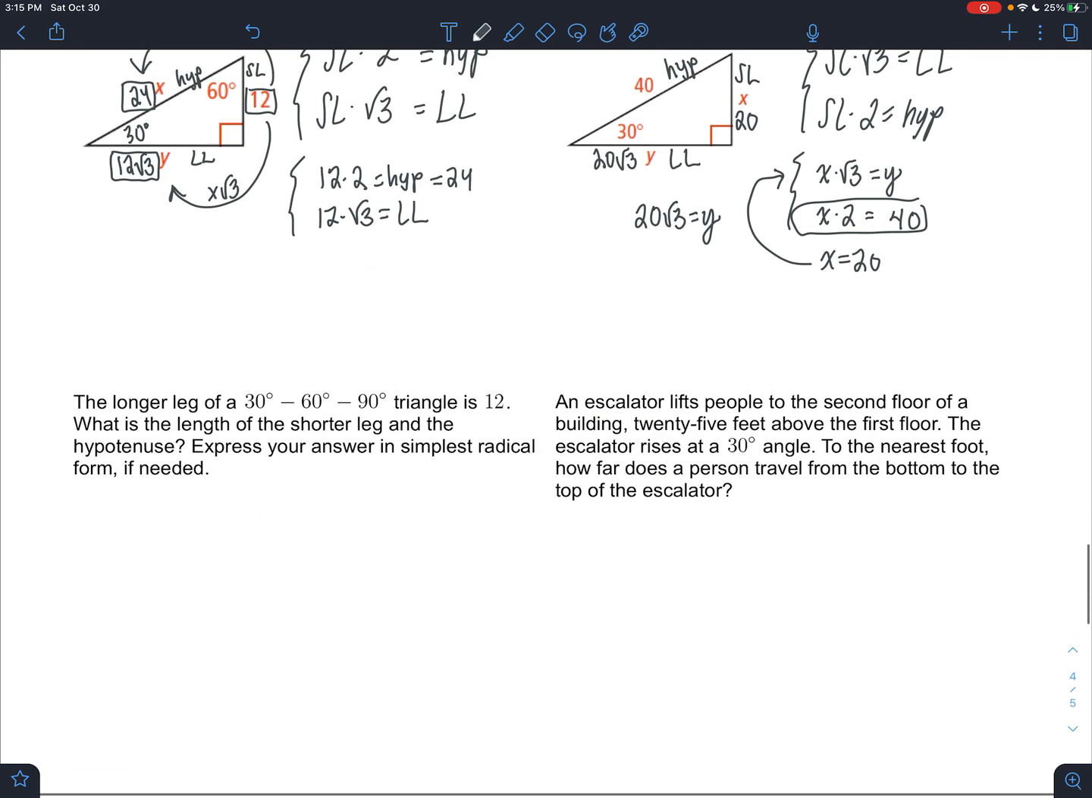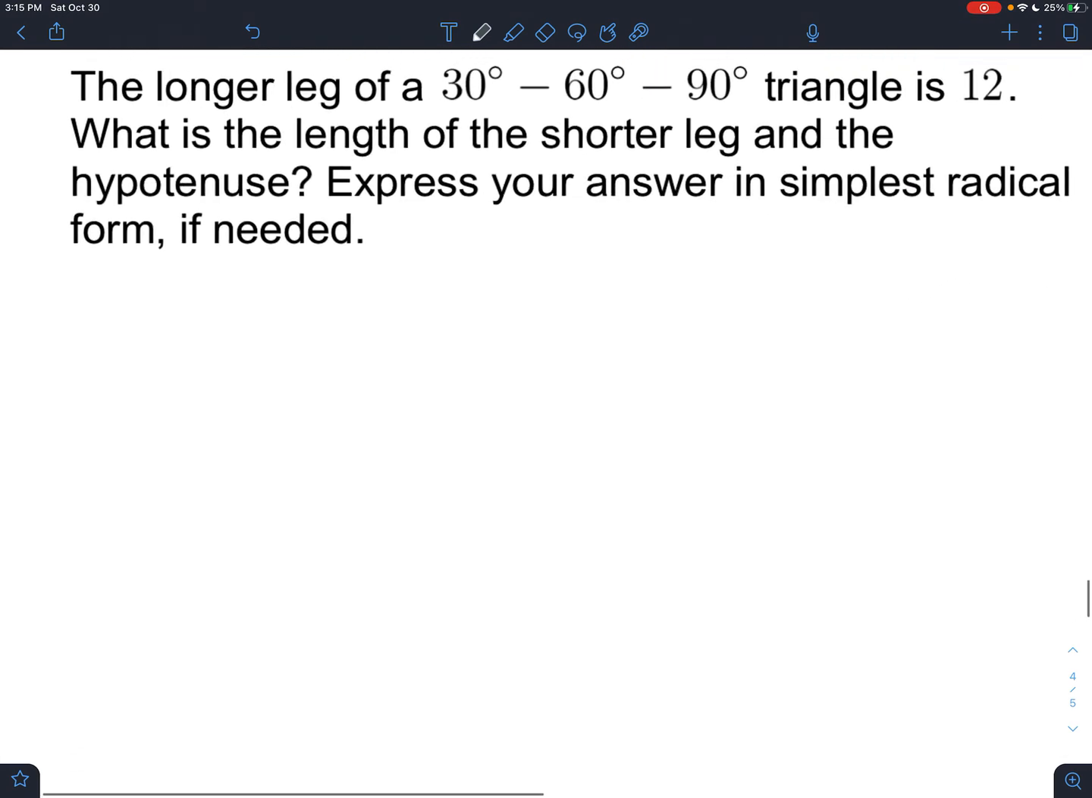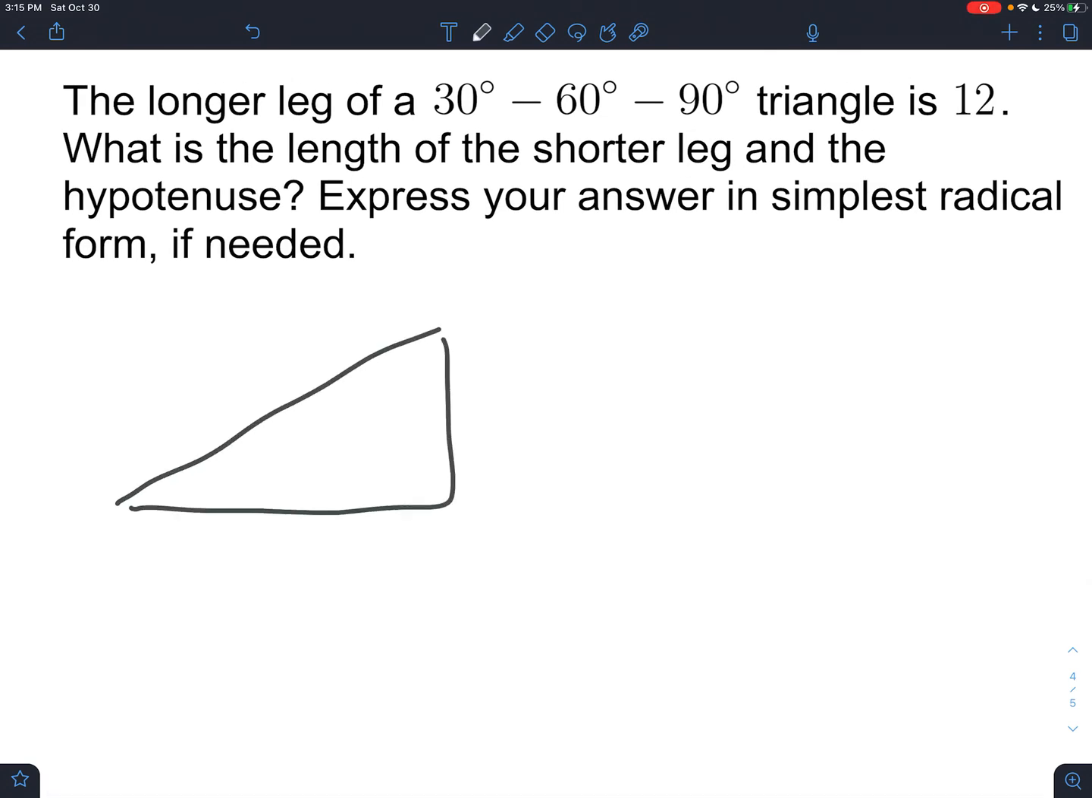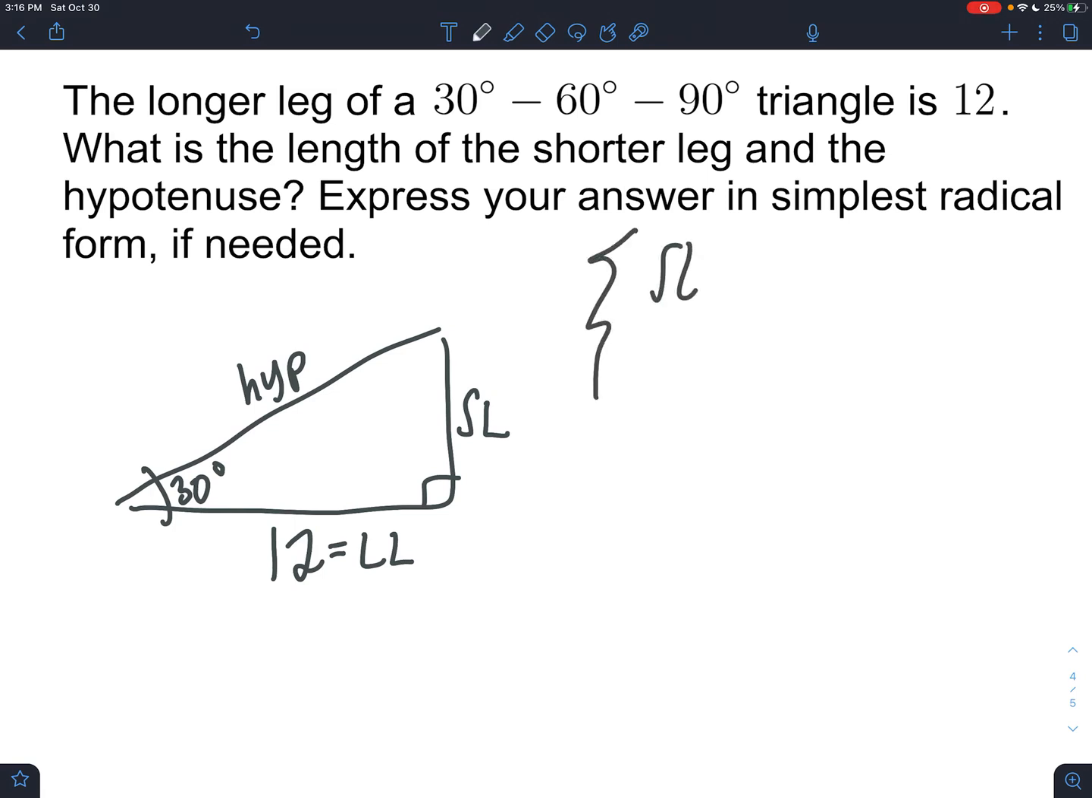Okay. Let's do this one strictly with the equations. So same triangle. Long leg is 12. So rather than using X and Y, let's try this time and just use SL and hypotenuse. And we can even put long leg down here too. And the question's asking for the other two legs. Okay? So, always write down the equations.